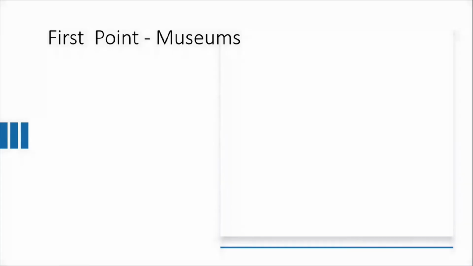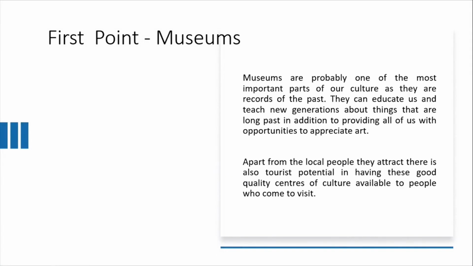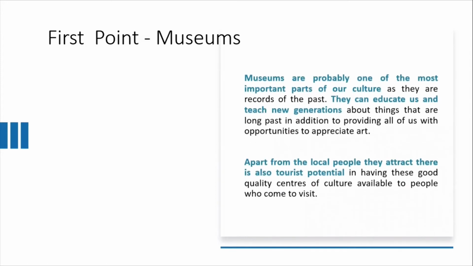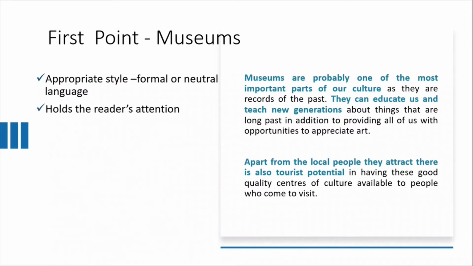In this next paragraph, the writer is going to talk about their first point. And here's our second paragraph, and we can see again it's a nice length. So let's just look at it in a little bit more detail. Once again, the style is perfectly okay. The language is formal or neutral. It does hold the reader's attention, as the writer has provided a lot of useful detail.